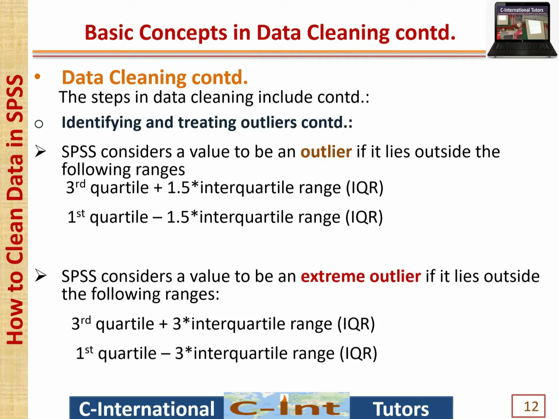SPSS considers a value to be an outlier if it lies outside the following ranges: third quartile plus 1.5 multiplied by the interquartile range, and first quartile minus 1.5 multiplied by the interquartile range. While SPSS considers a value to be an extreme outlier if it lies outside the following ranges: third quartile plus 3 multiplied by the interquartile range, and first quartile minus 3 multiplied by the interquartile range.